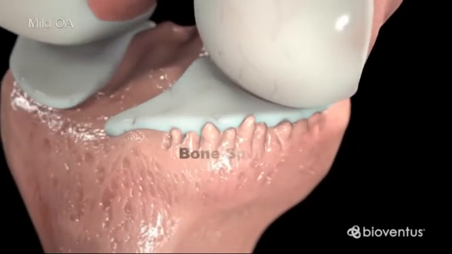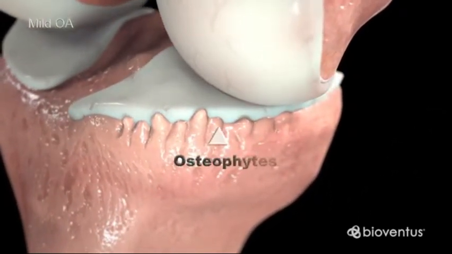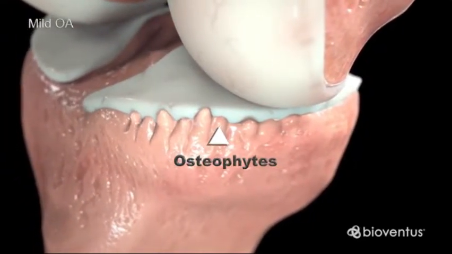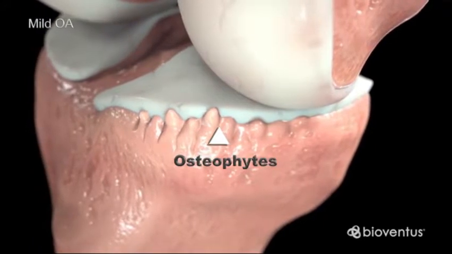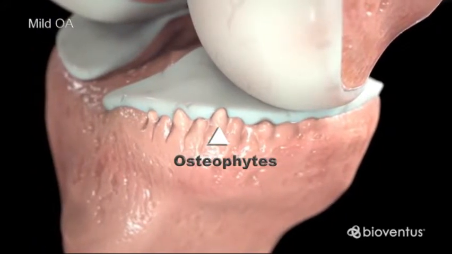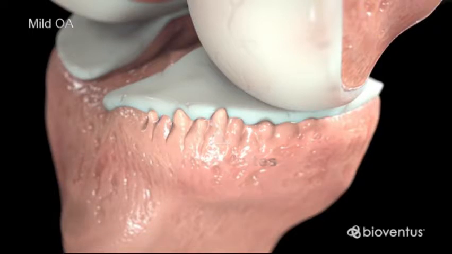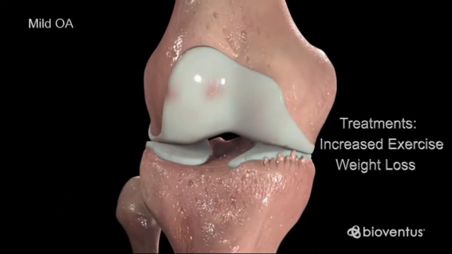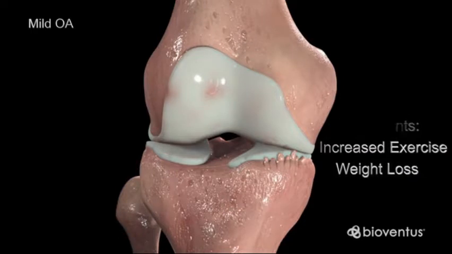In addition, bone spurs, known as osteophytes, may begin to develop on the edge of the joint. These small, smooth, dense growths of bone are part of the body's natural response to the loss of cartilage. Progression of the disease may be slowed at this stage by increased exercise and weight loss.